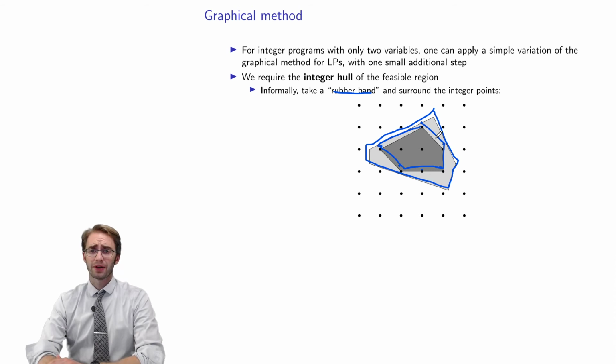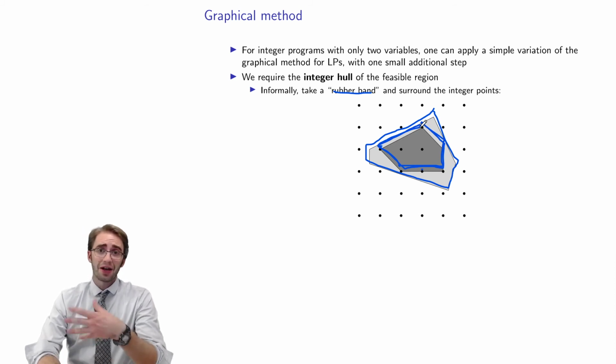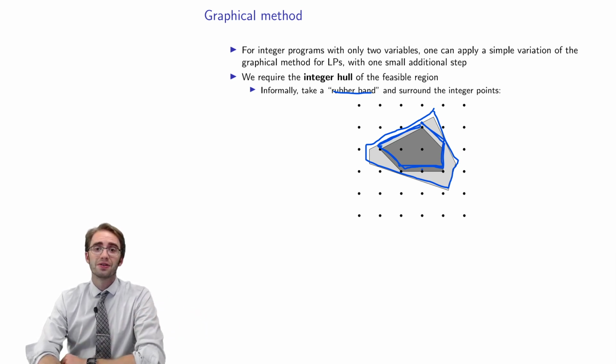And therefore, what can I do? I can just solve my graphical method linear programming problem on this dark shaded region. Whatever corner I land on is guaranteed to be an integer anyway. So having done that, I've just done a pretty minor extension, or a minor variation, on the graphical method to come up with a means of solving that.